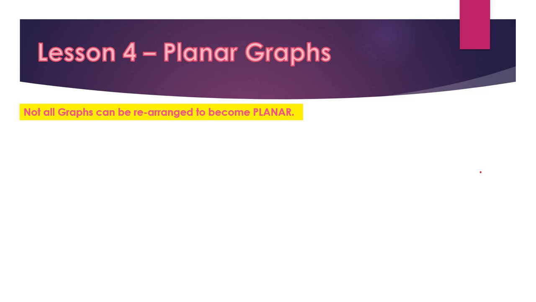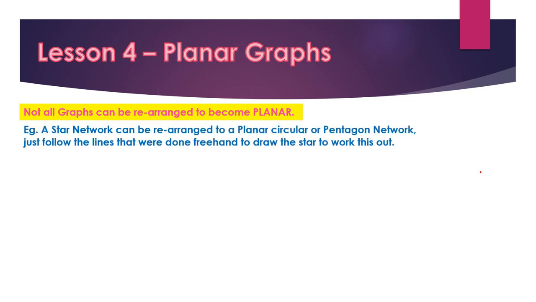All right, now not all graphs can be arranged to become planar, so not everything that's got crisscrosses and X's in it can be rearranged. So a star network can be rearranged into a circle or a pentagon. You just follow the lines that were drawn freehand to draw the star to work this out.